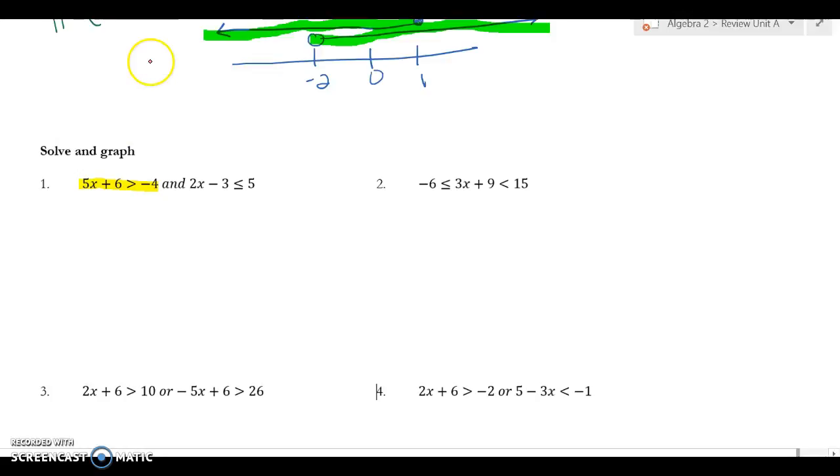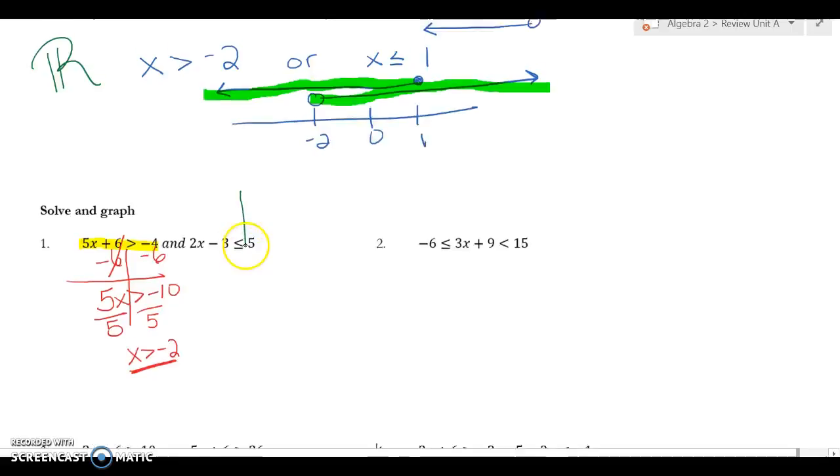When I solve this, I draw my line down and I have to get rid of my +6 by minusing 6. And then I have my 5x is greater than -10. And to get rid of a times 5, I divide by 5. So it's x is greater than -2. There's the first answer.